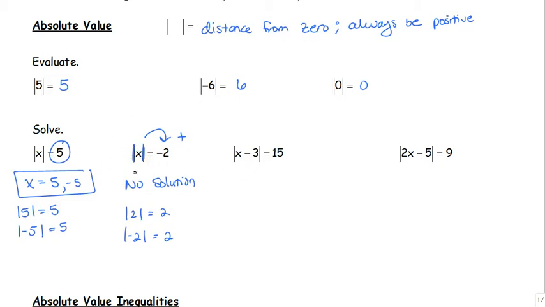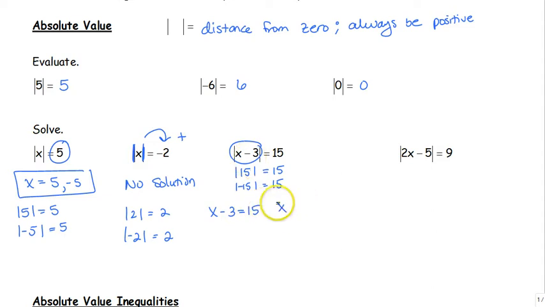Now it gets a little bit harder. We have an expression inside. I want to find out what value of x, when evaluated, will give me an absolute value of 15. So that means that this number inside has to end up being 15 for my answer to be 15. Or that number inside could be a negative 15, because a negative 15 will also give me a positive 15 as the answer. So I want to find out what value of x is going to make that expression a positive 15.